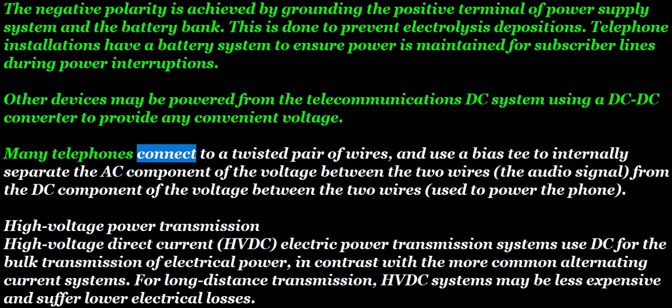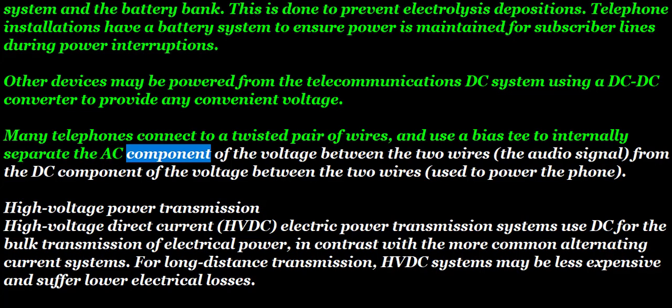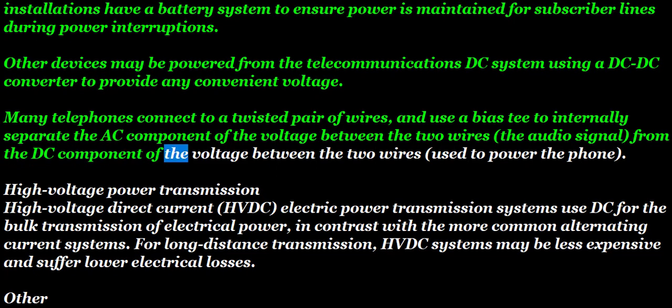Many telephones connect to a twisted pair of wires, and use a bias T to internally separate the AC component of the voltage between the two wires, the audio signal, from the DC component of the voltage between the two wires, used to power the phone.